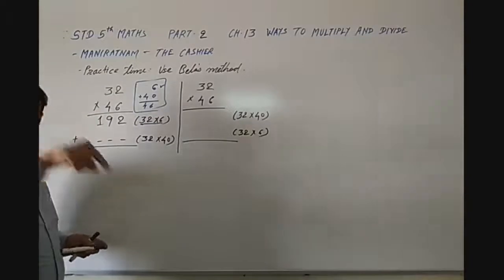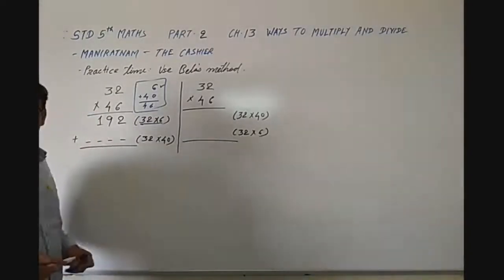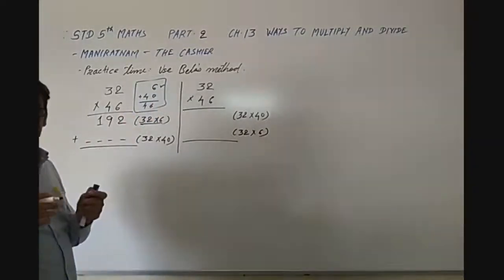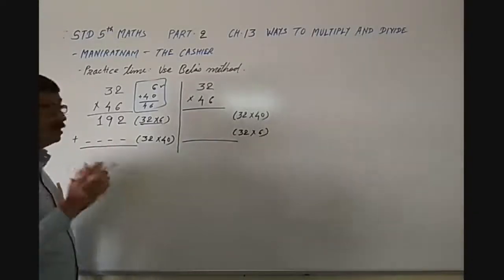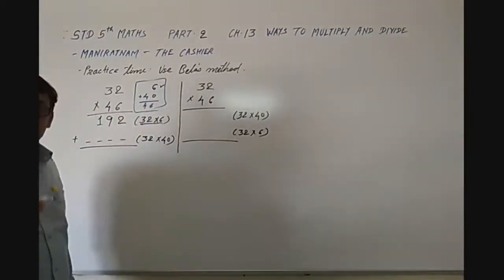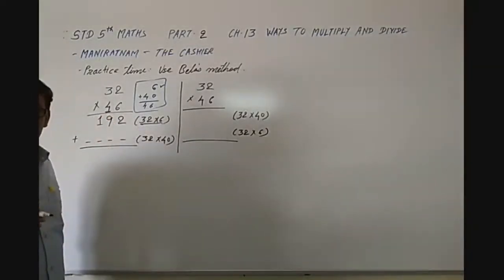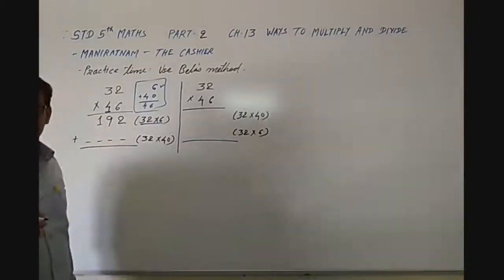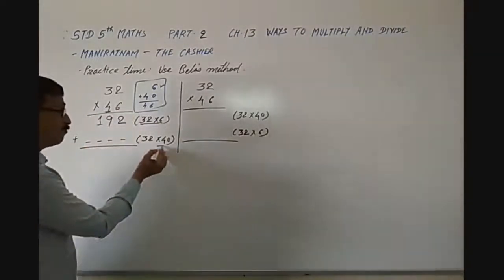So, it is already given in your textbook. It is 192. Then after, we multiplied with unit place or ones place. Then after, we will go for the multiplication of 40, in which we multiply by 4. Actually, this 4 is 40, as it is at the tens place. So, the value of this 4 is 40. That is why we are multiplying by 40.